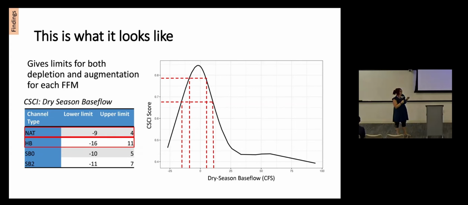And just for a kind of contrast, we can also look at the hard bottom, which was the 0.67. And the flow limits for the flow ranges we need to be between there is -16 and below 11 CFS in hard bottom channels to get that.